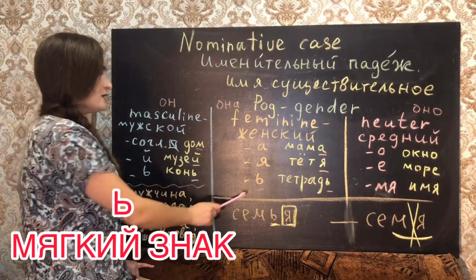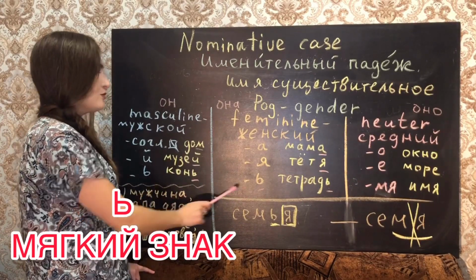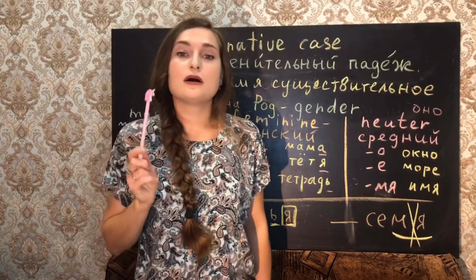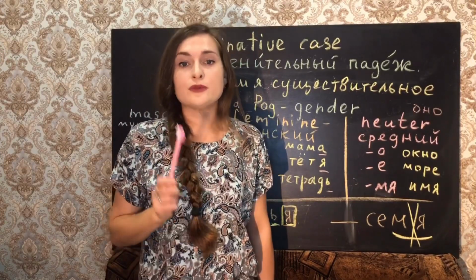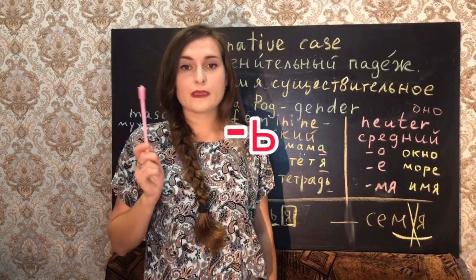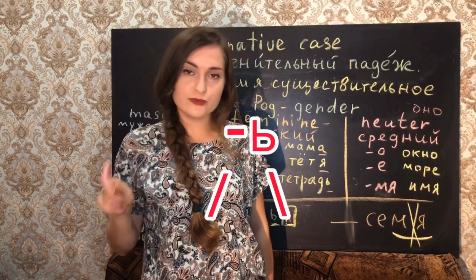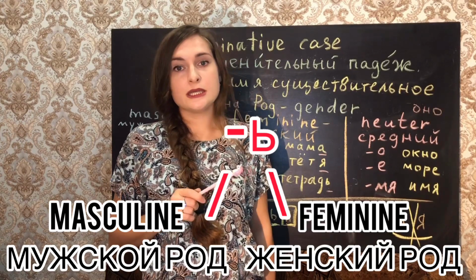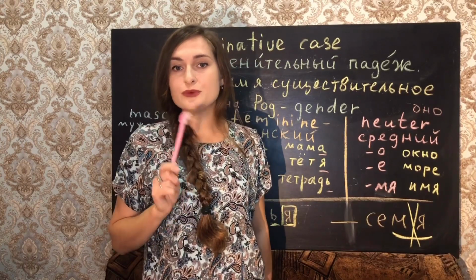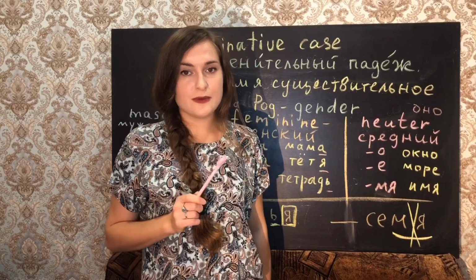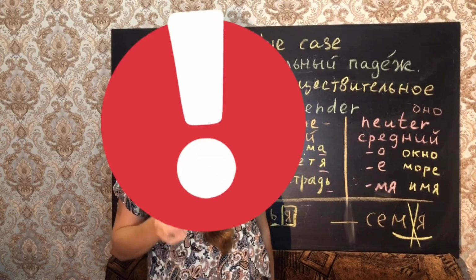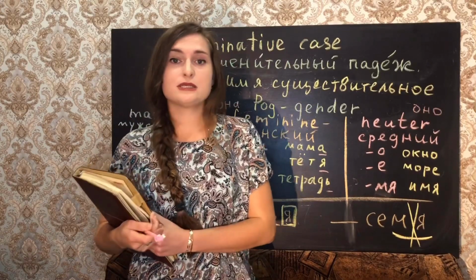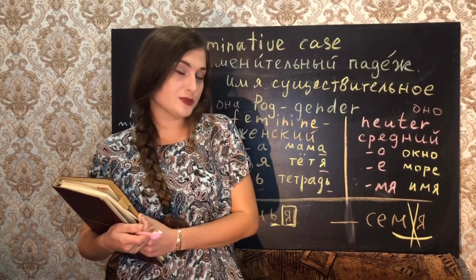Here is the soft sign and here the soft sign. Мягкий знак, мягкий знак. What does it mean? It means that words with the soft sign at the end can be both genders, masculine and feminine. Later we'll help you how to memorize the words easier. It's very hard to define what the gender is, but we can help you with a few tips.